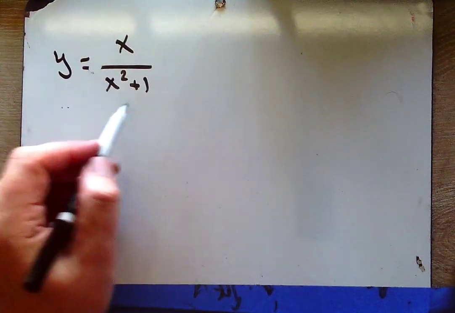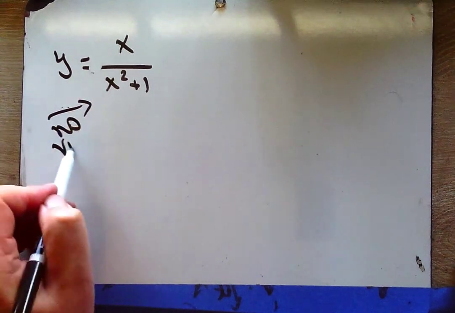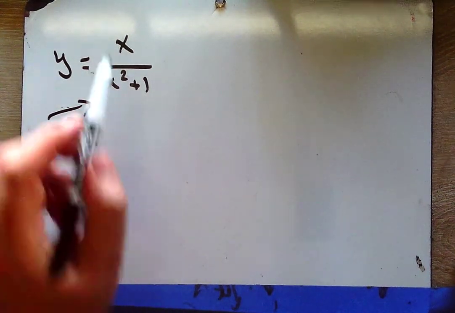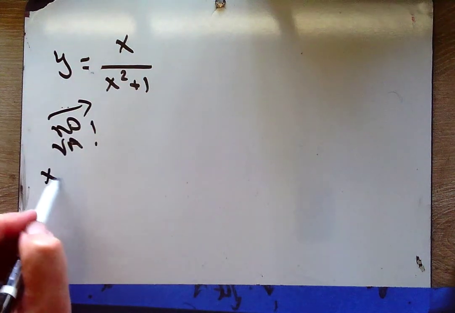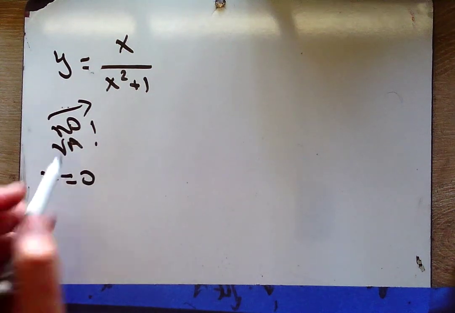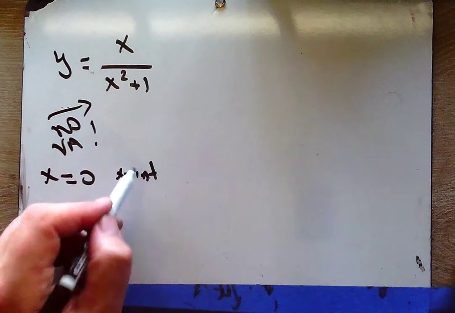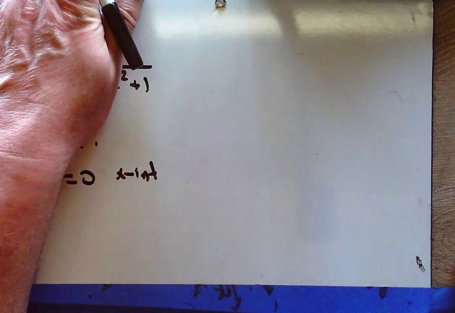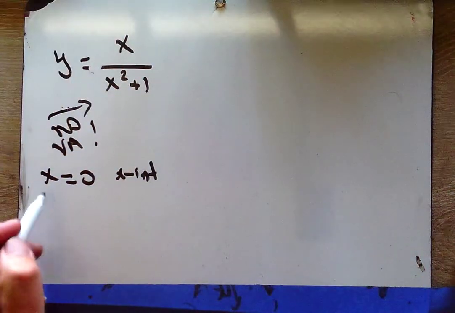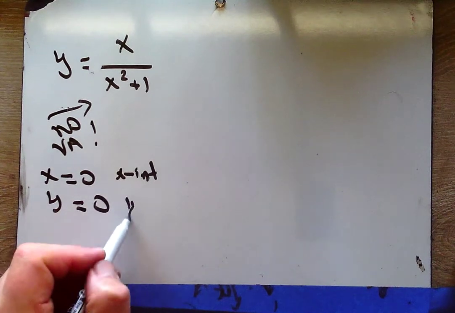So, no vertical asymptotes. I set the top equal to 0. I get x equals 0 for my x-intercept. If I put zeros in here, I've got 0 over 1, which is 0 for the y-intercept.